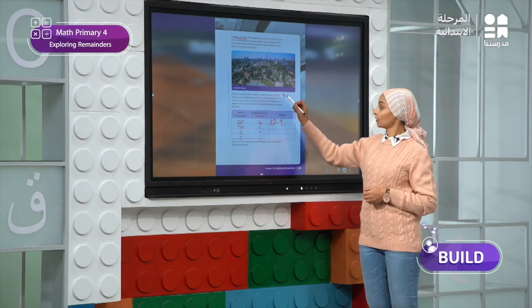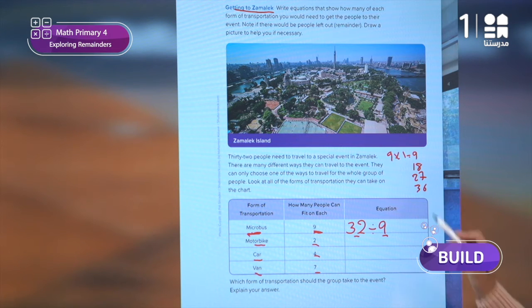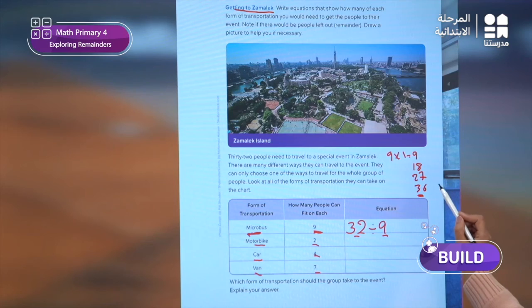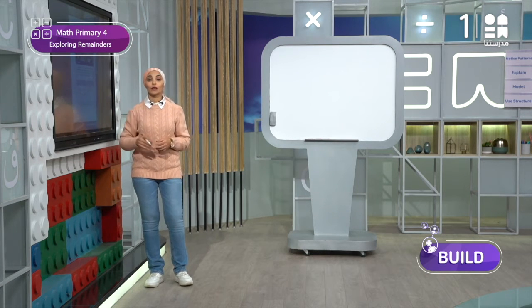Okay, 9 times 1 gives me 9. 9 times 2 gives me 18, right? 9 times 3 gives me 27. What else? 9 times 4 gives me 36. Oh, 36 is bigger than 32, so of course I can't choose it. So I will choose the multiple of 9 which is 27. This is the closest number to 32 and at the same time less than 32.